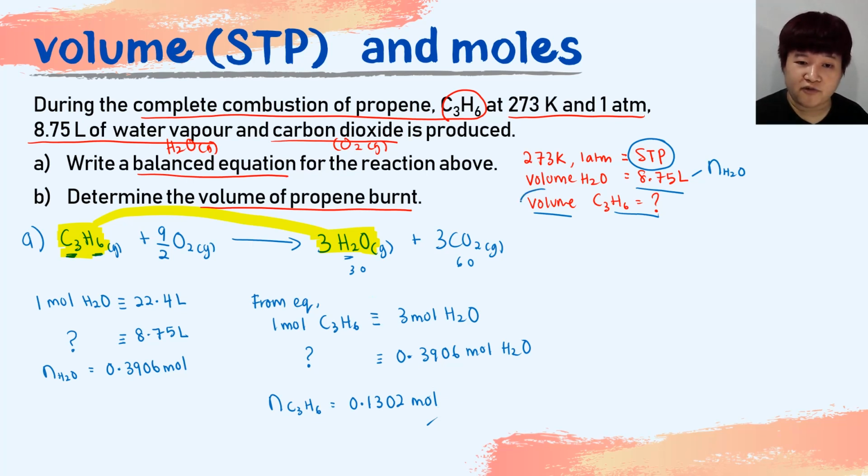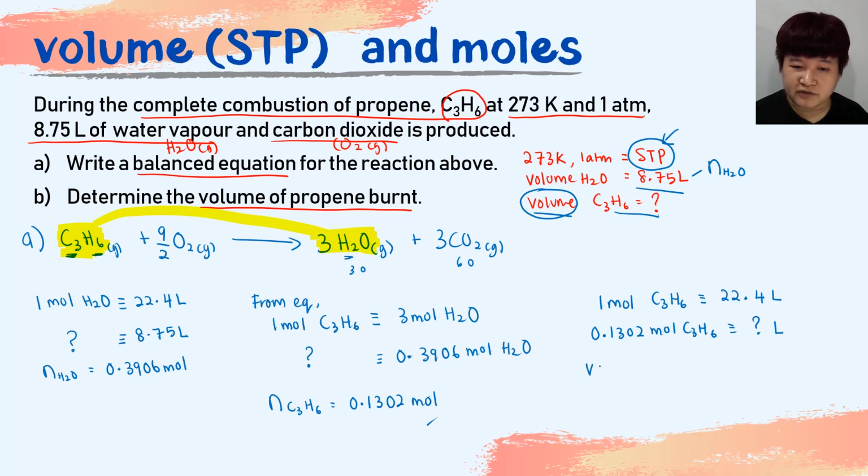But the question asking for volume. And volume is under STP. So we know that 1 mole of propene under STP will again be 22.4 liter. And right now I have 0.1302 mole of propene. So how many liter? And when you solve the ratio, you realize that the volume of propene calculated is 2.9165 liter. And that is the volume of propene calculated.